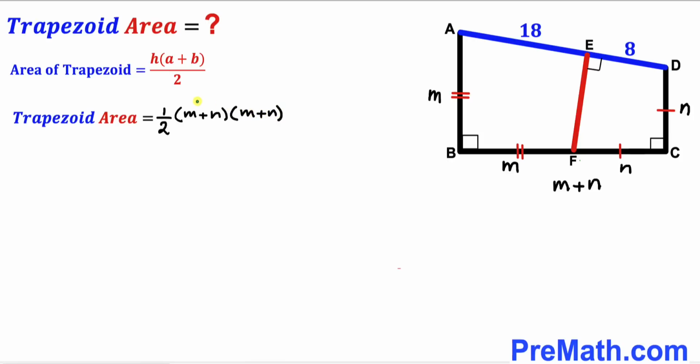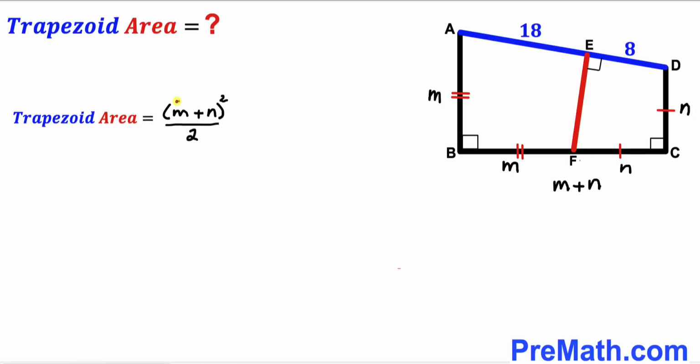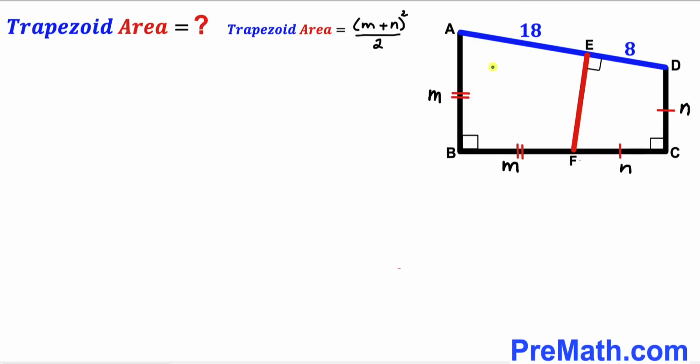If we look at m plus n times m plus n, that is going to give us m plus n whole square. So the trapezoid area is going to be m plus n whole square all over 2. Now our task is to find the value of m and the value of n before we can calculate the area of this trapezoid. And here's our next step.